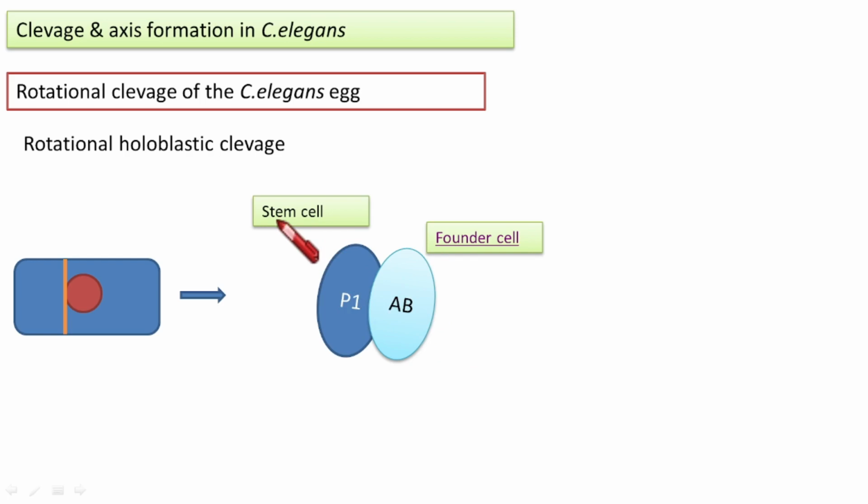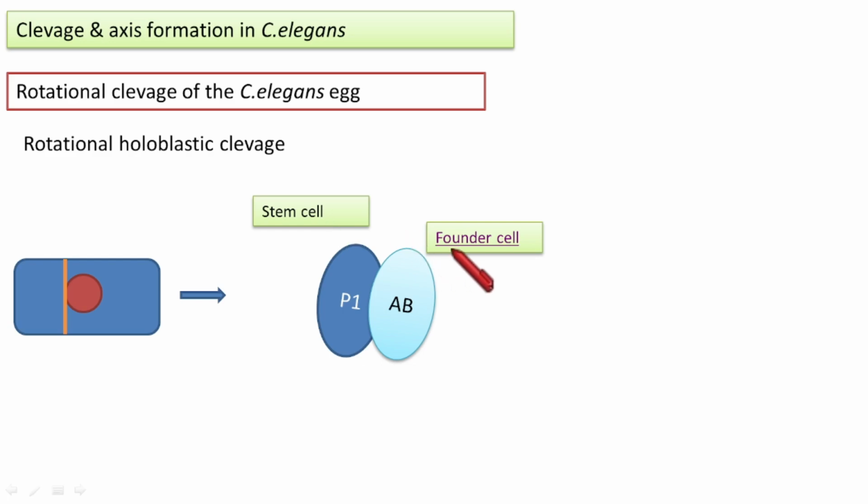What is the difference between a stem cell and a founder cell? Founder cells are those cells which will give rise to the cells of a specific type of tissue only, like hypodermis or pharynx or muscles. Only some specific tissue cells will form from a founder cell. But a stem cell is totipotent and can give rise to almost any type of cell.